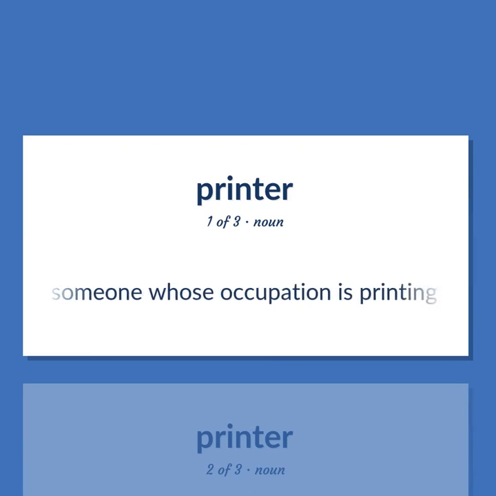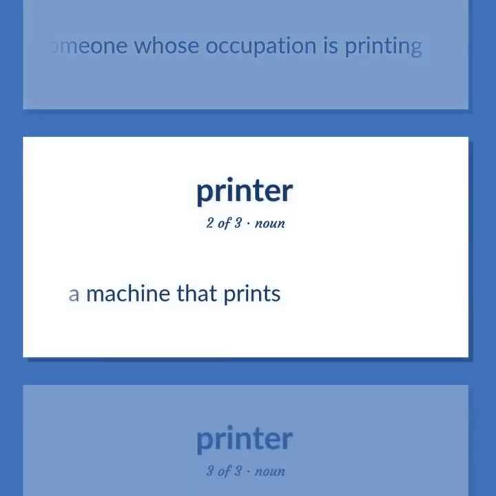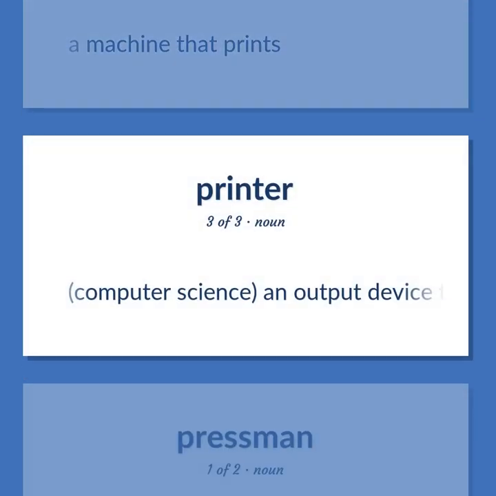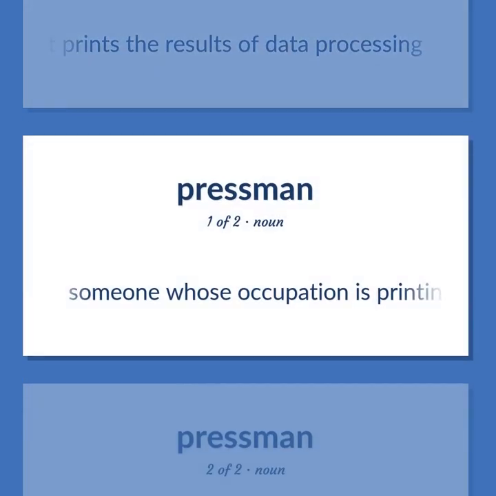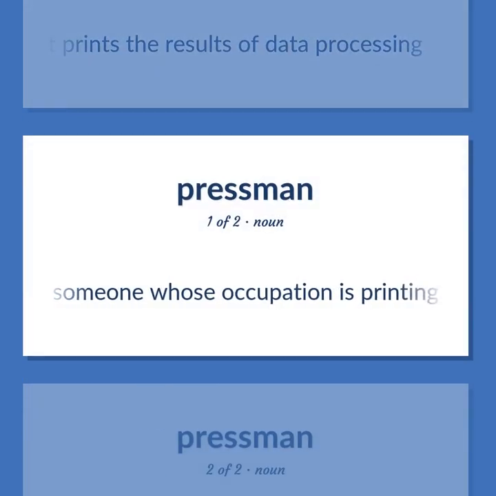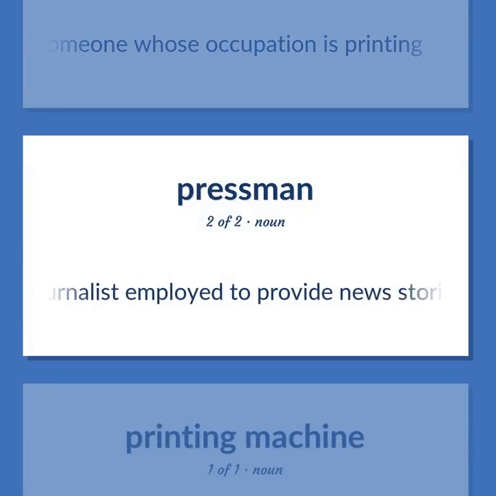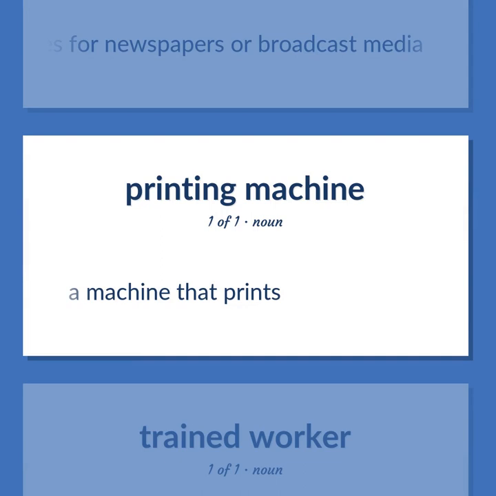Someone whose occupation is printing. A machine that prints. Computer science, an output device that prints the results of data processing. Someone whose occupation is printing. A journalist employed to provide news stories for newspapers or broadcast media. A machine that prints.